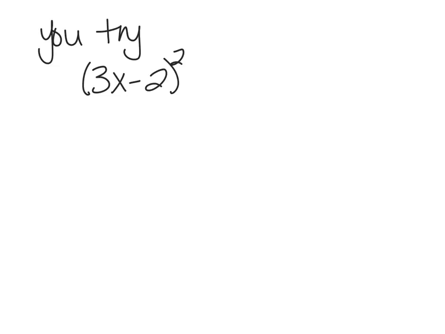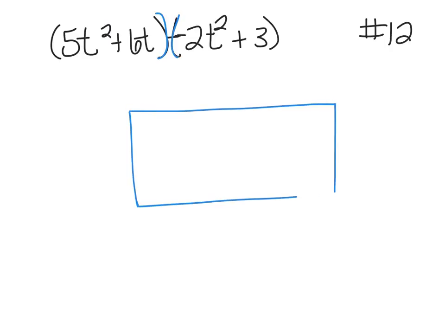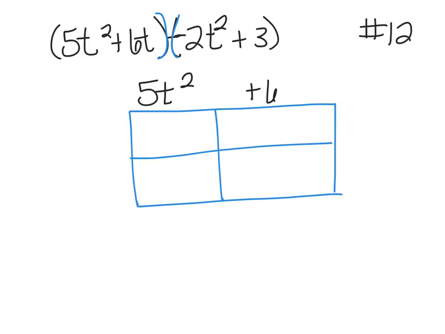You try a problem like this. All right, because both parentheses are touching, this means multiplication. So I'm going to draw my boxes. I'm not sure why I made them so big this time, but I did. I have 5t squared, a positive 6t, negative 2t squared, and a positive 3.